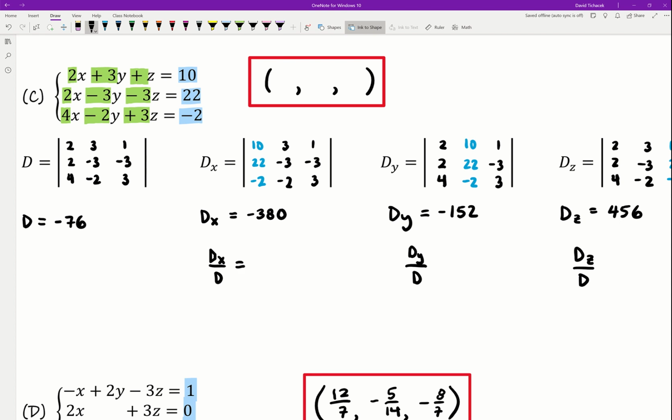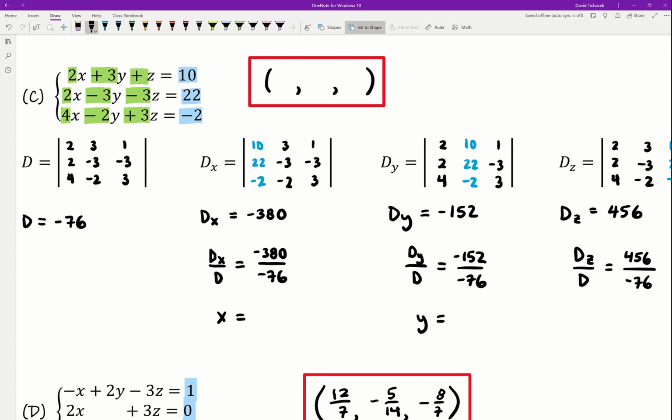Okay? And so I have all these numbers because I've reached for the TI-84 and I've gotten all these determinants here. And so in the case of dx over d, I'm going to have -380 over -76. In the case of dy, I'm going to have -152 over -76. You can see that those 2 results are going to be positive numbers because I'm dividing a negative by a negative. And then I have dz over d, which is going to be a positive 456 divided by a -76. So we know that our z is going to end up being negative here.